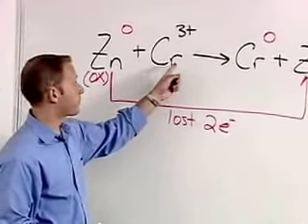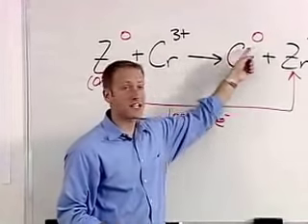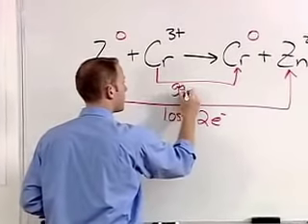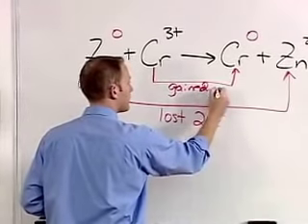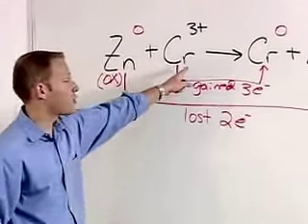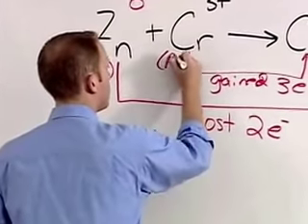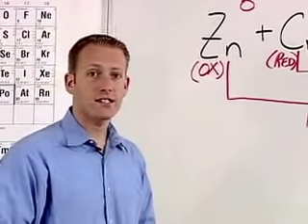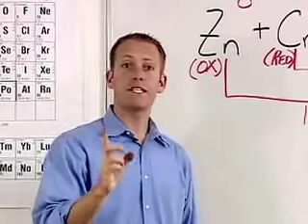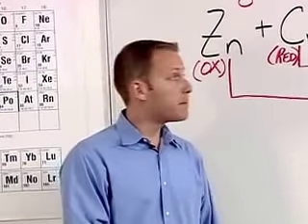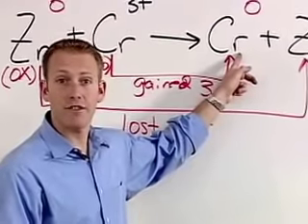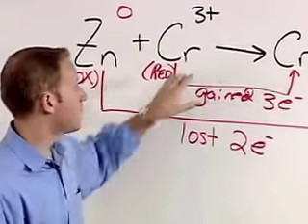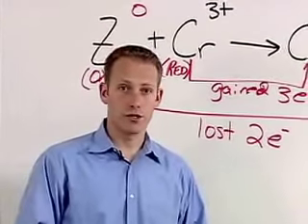Chromium went from 3+, it actually reduced its oxidation number. So we say it gained negatives. It gained 3 electrons. So chromium 3+ is reduced. If they said on the Regents, which species is oxidized? You say zinc. If they said which species is reduced, you can't say chromium, because chromium is this substance. You would have to say the chromium 3 plus ion. So zinc is oxidized, the chromium 3 plus ion is reduced.